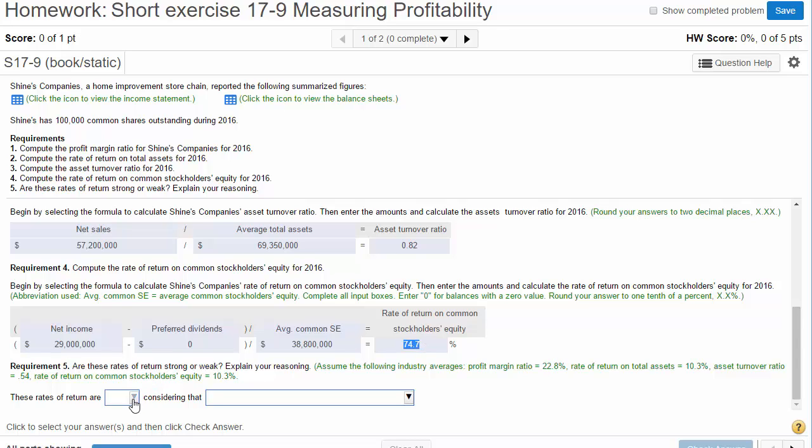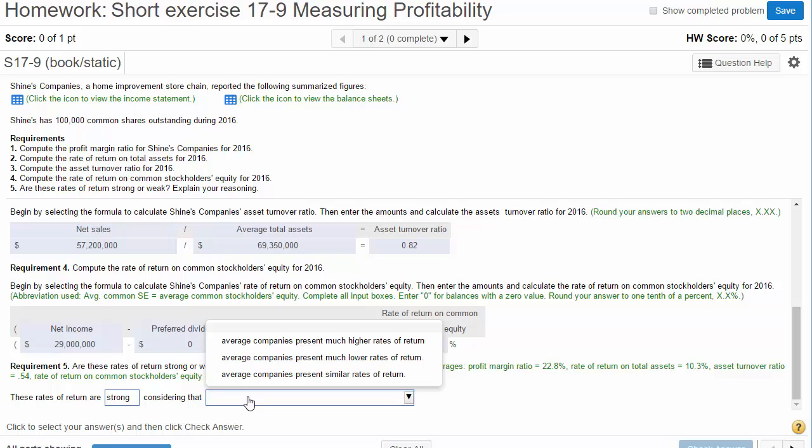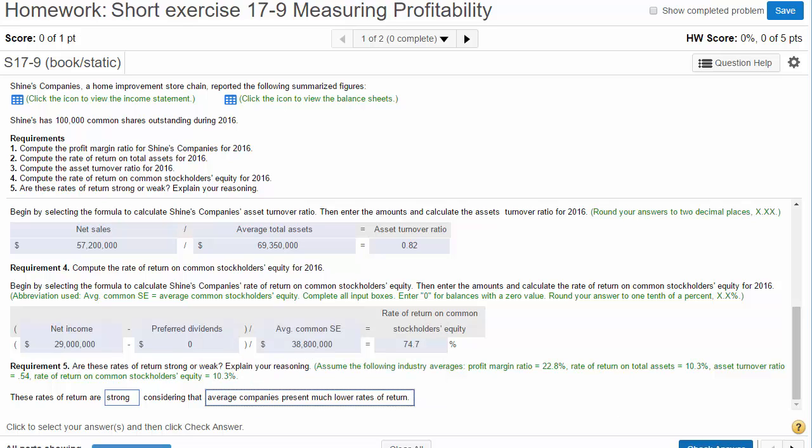These are so high that I would probably go back and double check our numbers to see if we did them correctly. So these are strong, considering that average companies present much lower rates of return.